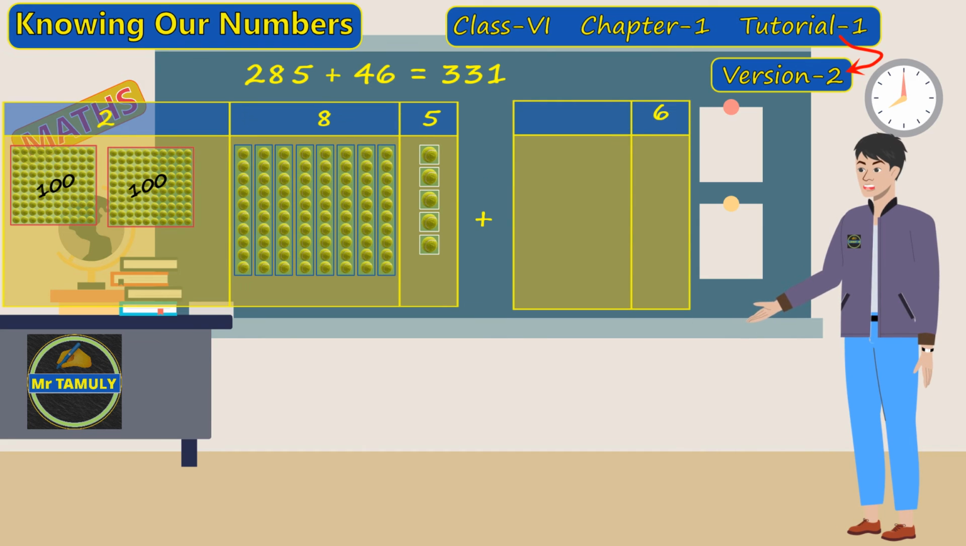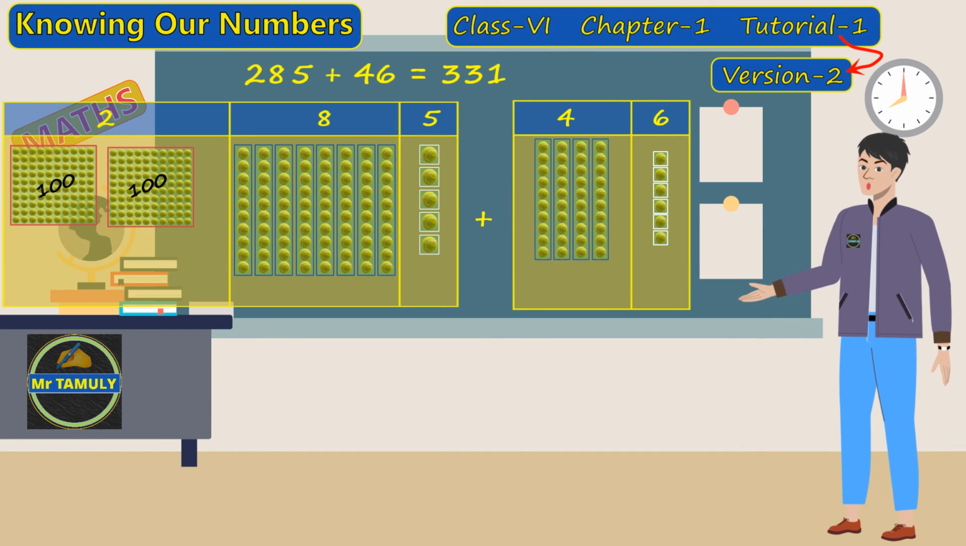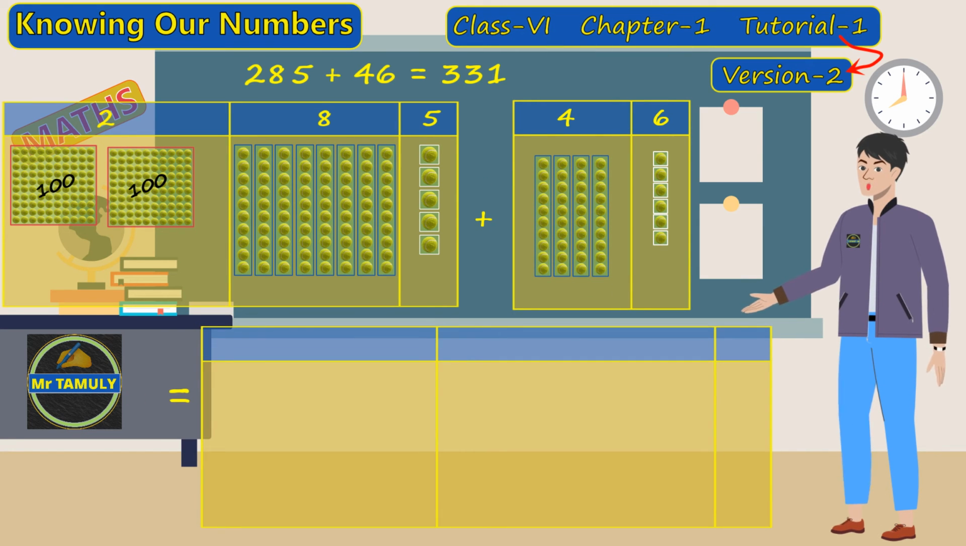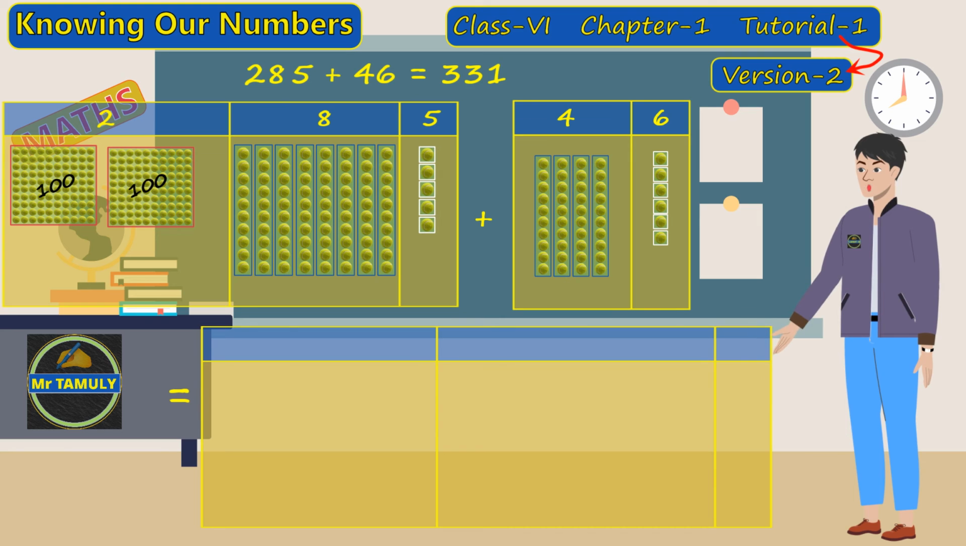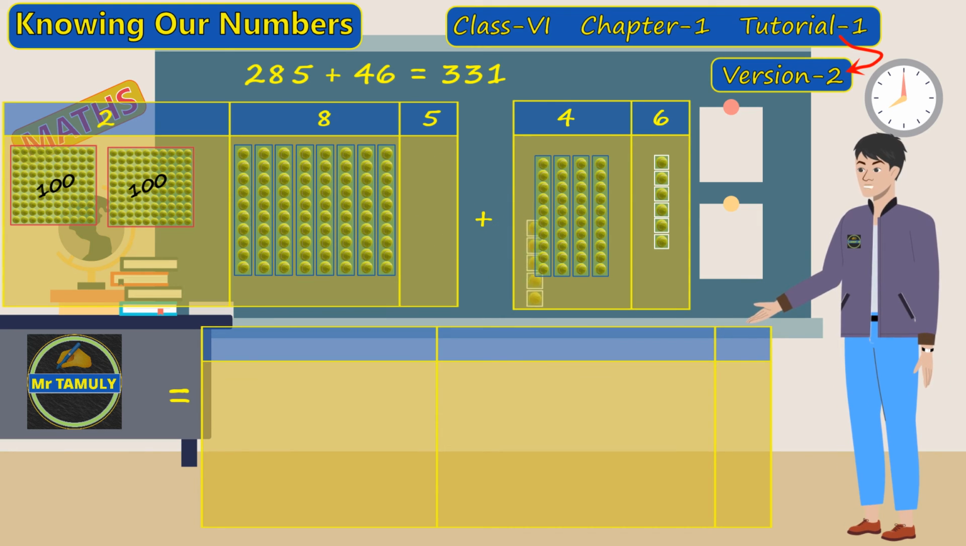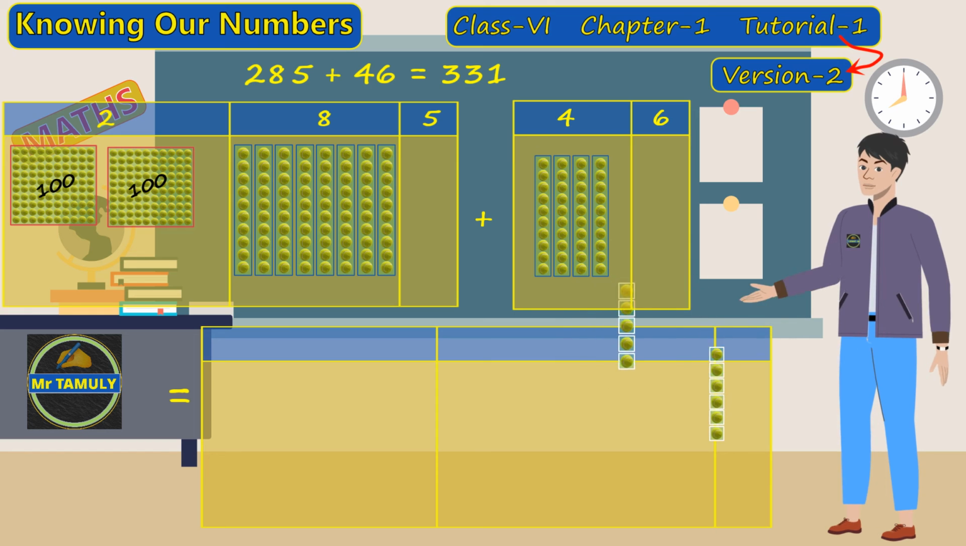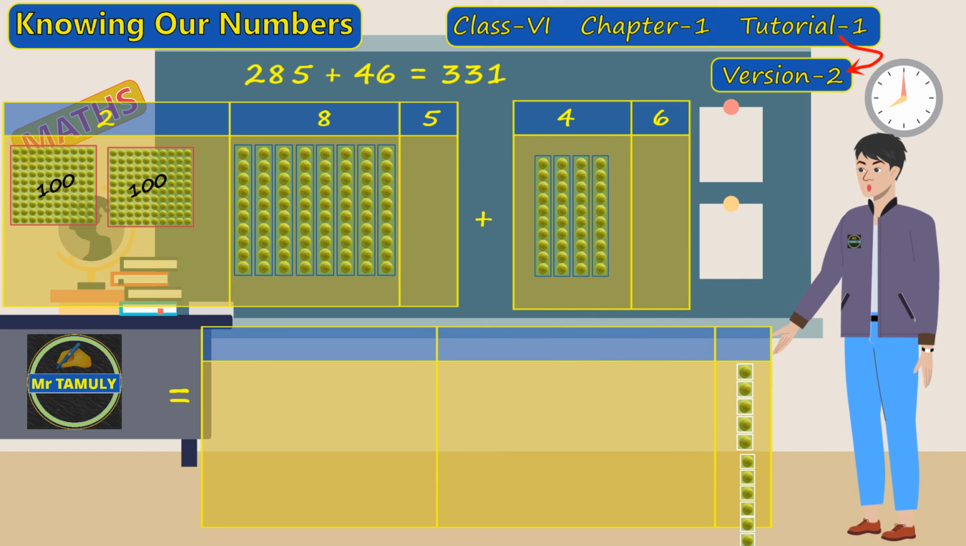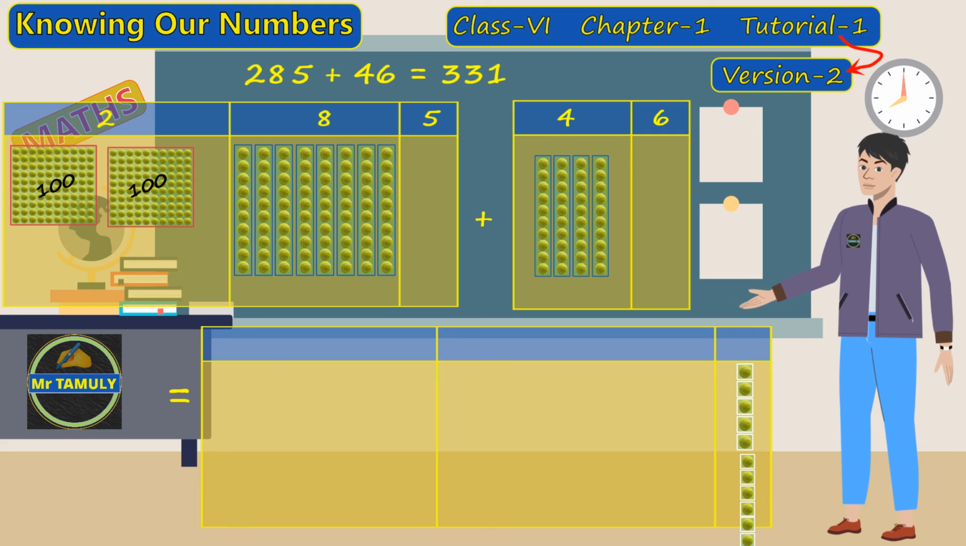Now let's get the number 46. We can now add 5 and 6. That means we shall combine the 5 balls located at the first position of the number 285 with the 6 balls located at the first position of the number 46. So we now have 11 balls in the first position of the resultant number.